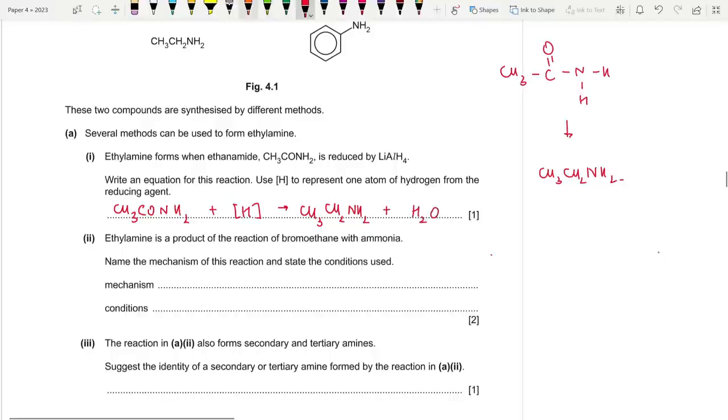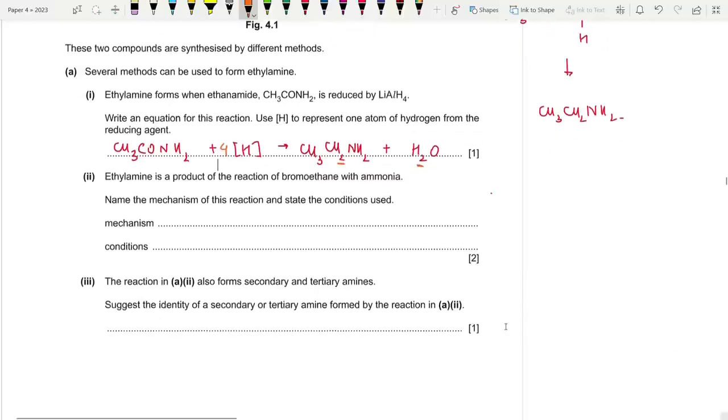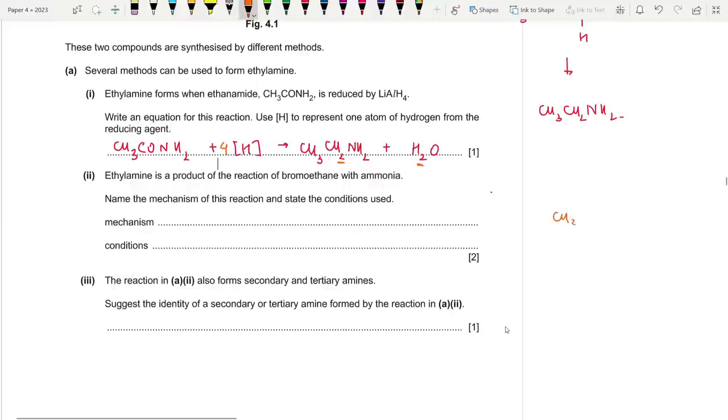And let's try to balance this. How many hydrogens do I need? I added 2 hydrogens here and 2 hydrogens here. So in total, I need 4H. Ethylamine is also a product of bromoethane with ammonia. Check this. Bromoethane, CH3CH2Br plus NH3 alcoholic, actually gives you CH3CH2NH2 plus HBr. So what are the conditions and what is the mechanism? The mechanism is actually nucleophilic substitution.